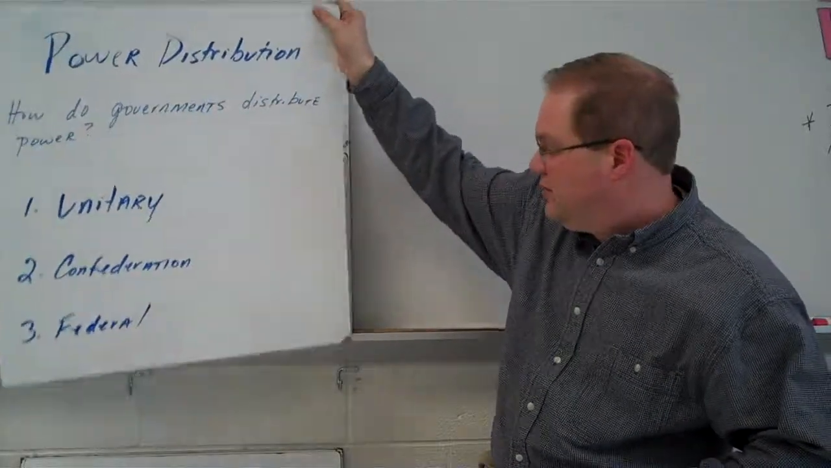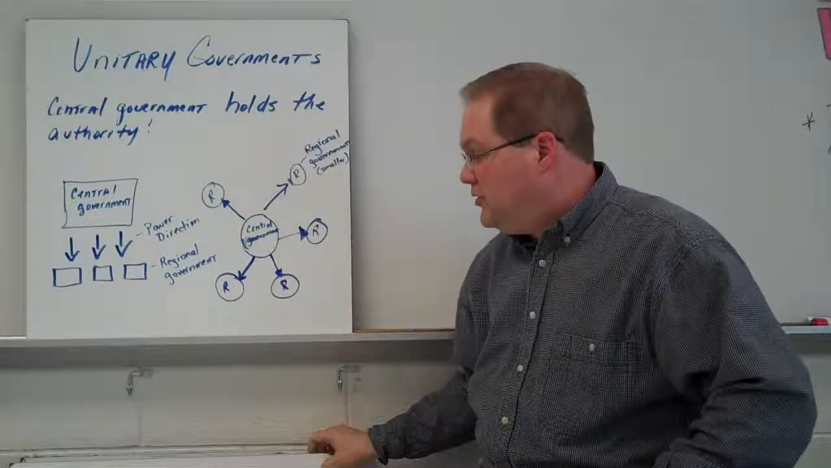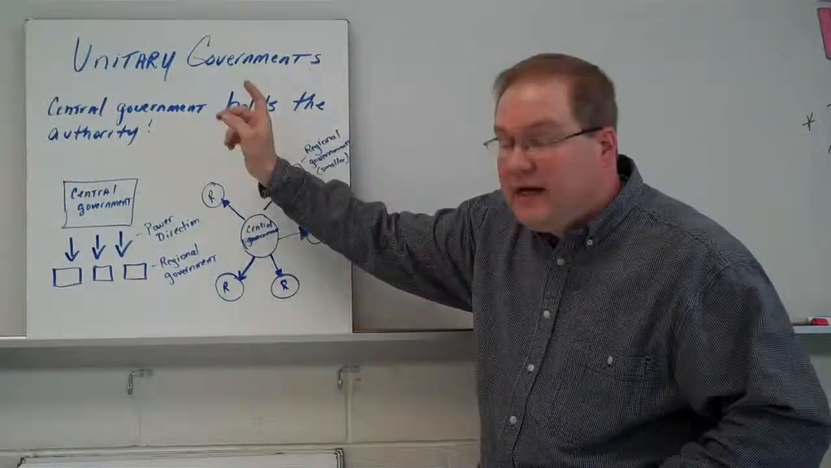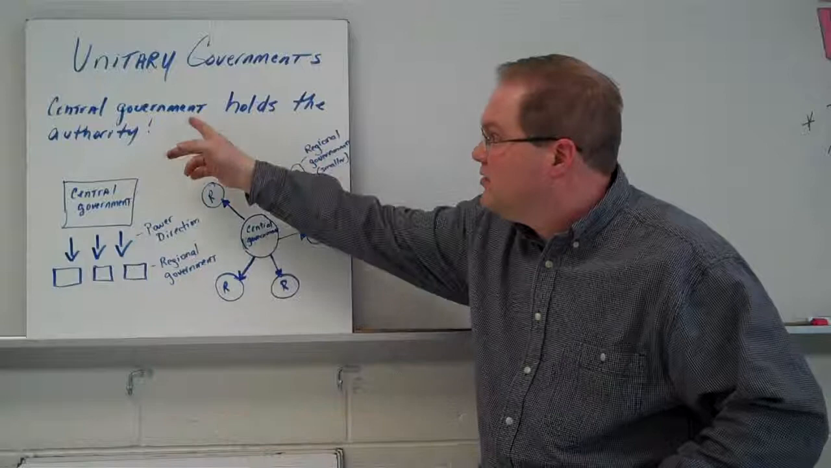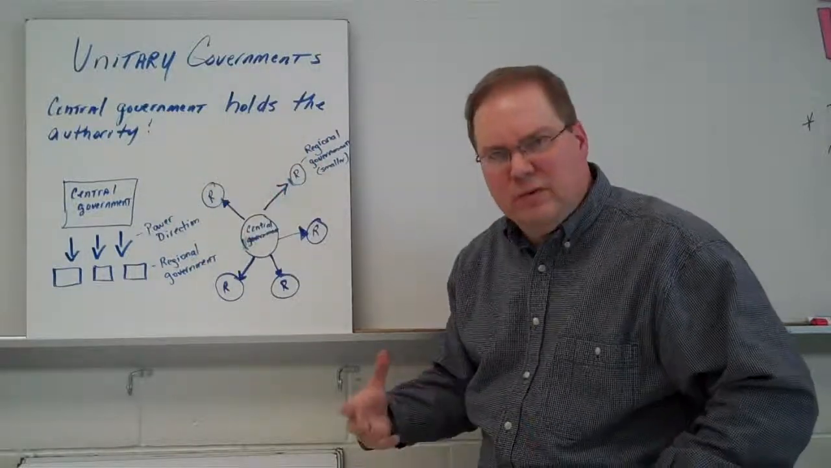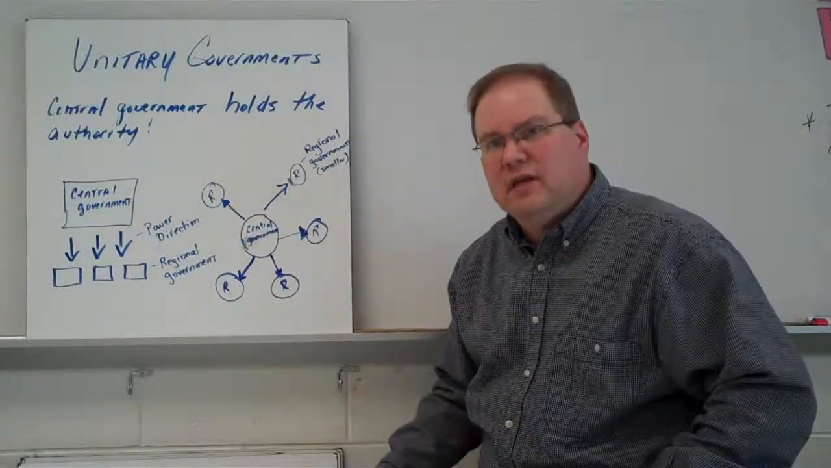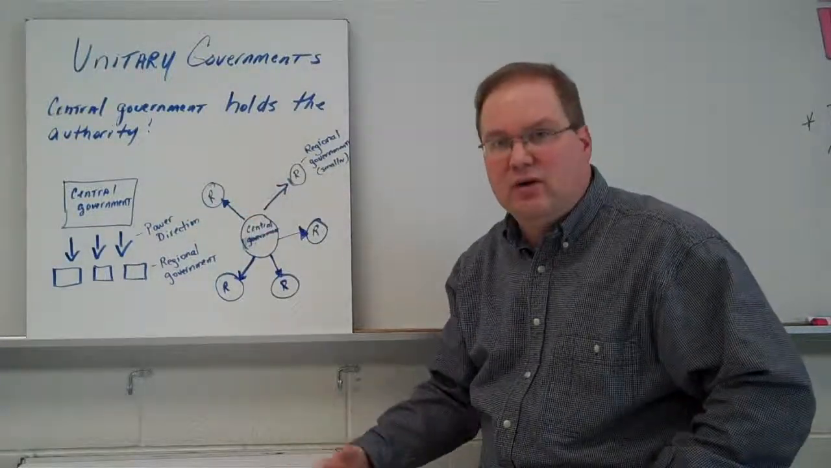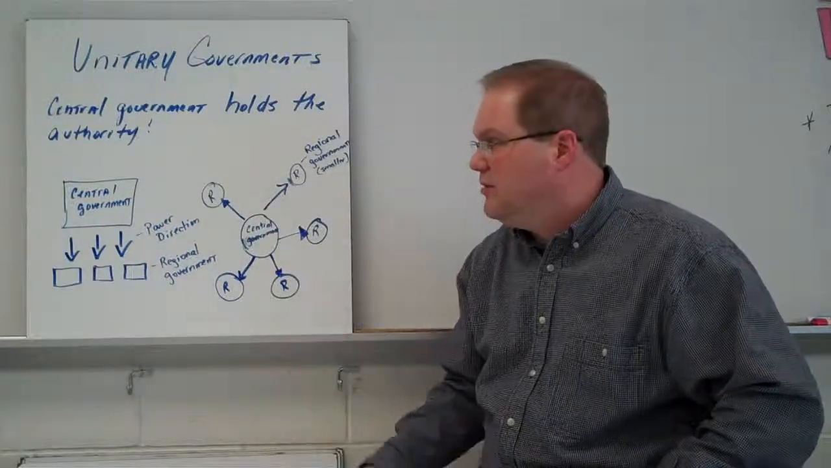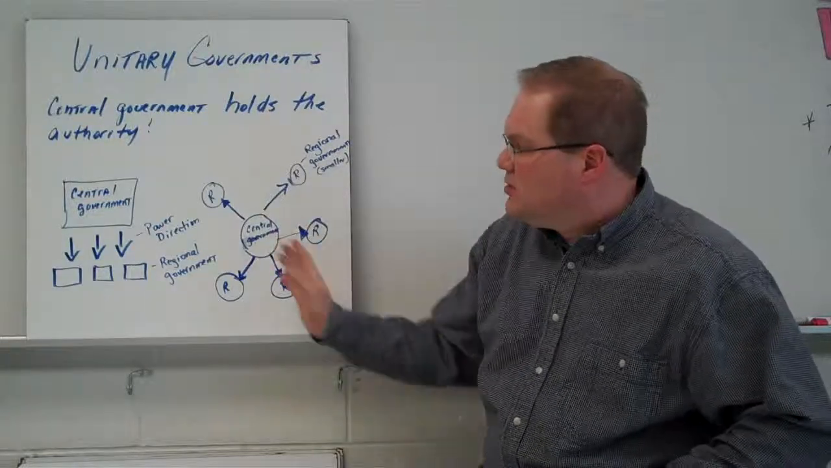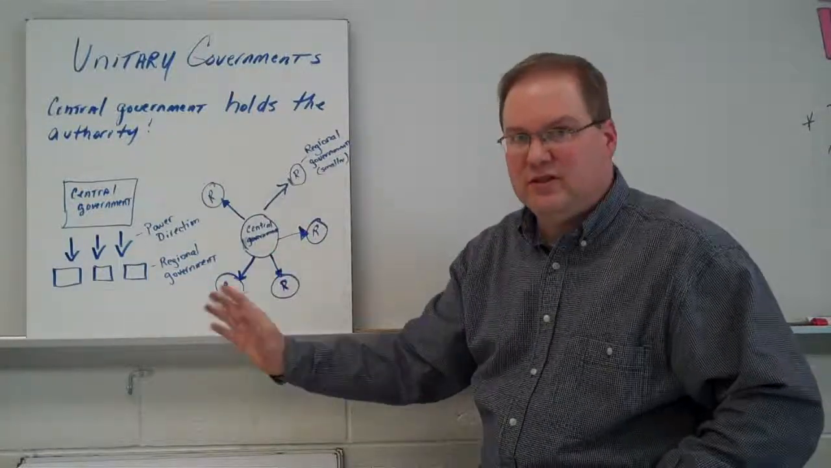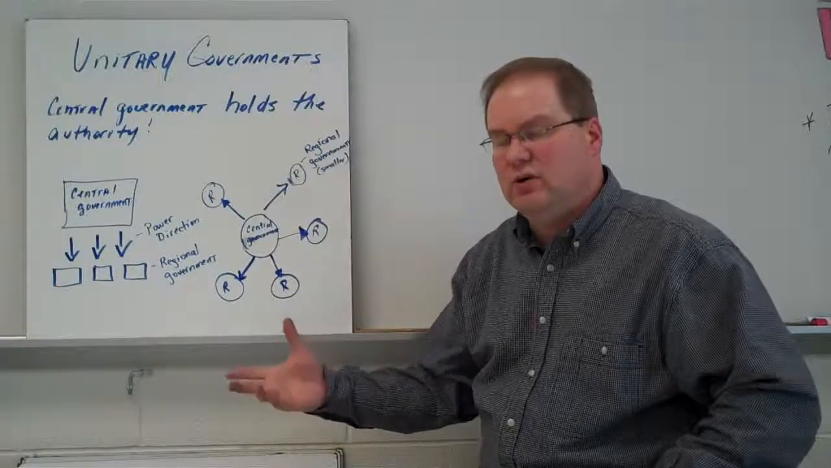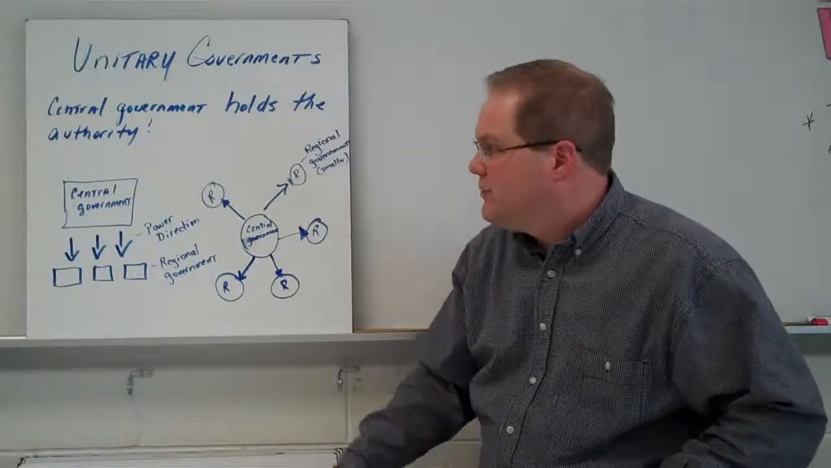Well, first, the unitary form of government. In a unitary form of government, the central government holds all the authority. Remember, authority is power. And the central government holds all of this authority. They make all the rules, and they tell the regional governments what to do. If you look at these two diagrams, really they're saying the same thing, just two different diagrams, because either one of them could be on your test.